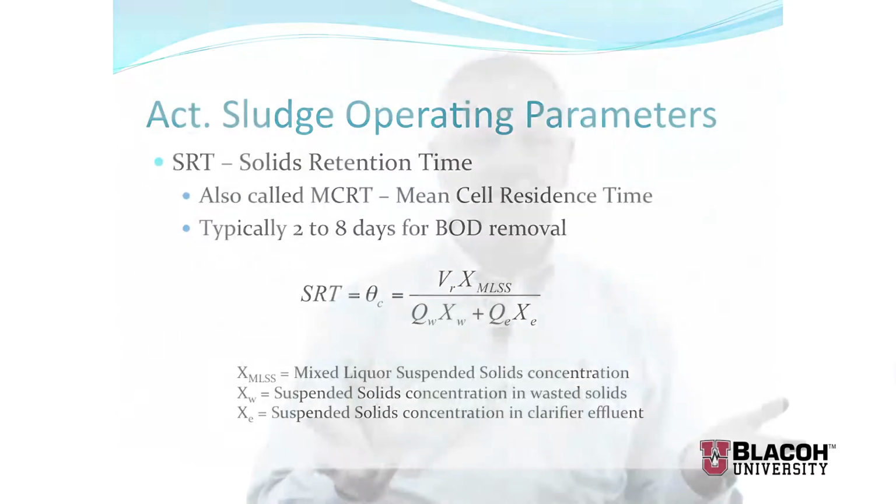In practical circumstances, a lot of plants don't even use the effluent solids in this equation when they calculate their SRT because it's pretty negligible compared to 2,000 milligrams per liter in the aeration basin, and you may be getting 5 out of the clarifier. Not 5,000, 5. And so all we're doing is saying, here's the total mass of solids, and here's the amount that's going out. So that's what this equation represents.